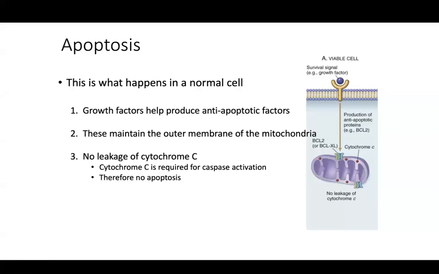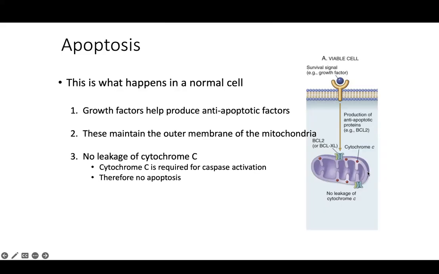So let's look at what happens in a normal cell. So this is a normal cell that has a survival signal of some sort. This cell is trying to grow, it's trying to survive. There's nothing wrong with it. So normally a growth factor is going to bind to a receptor, and this is going to stimulate the production of these anti-apoptotic proteins, BCL2, BCL-XL, whatever it happens to be. And what these two anti-apoptotic proteins do is they will stabilize the outer membrane of the mitochondria.